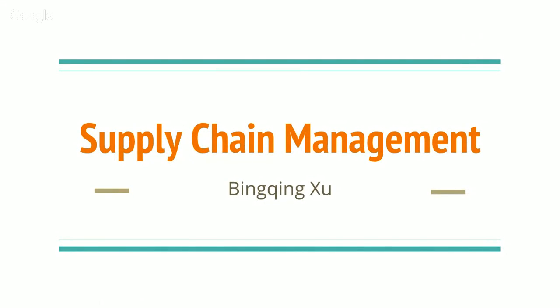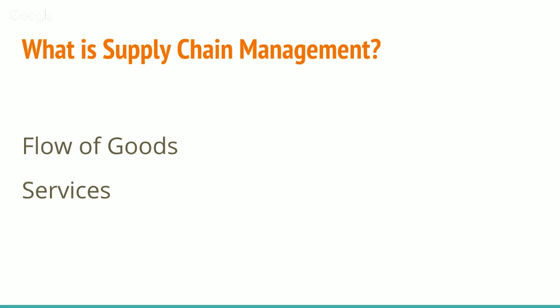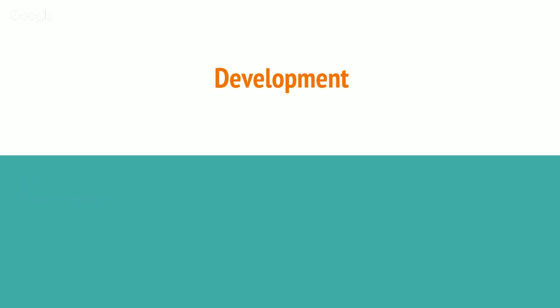Today, I want to talk about supply chain management. To know about this topic, first we should know what supply chain management is. Supply chain management, we call it SCM, is the management of flows of goods and services. It includes the movement and storage of raw materials, work in process inventory, and finished goods from the point of origin to the point of consumption. And then I want to talk about the historical development of supply chain management.